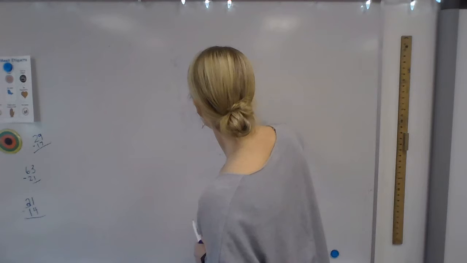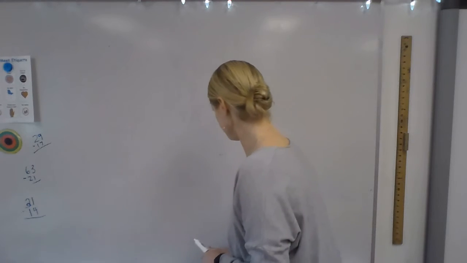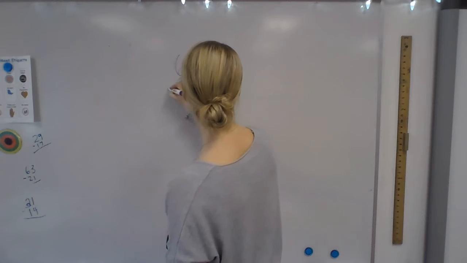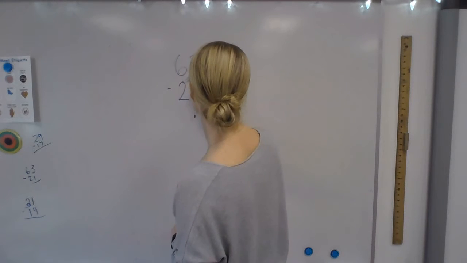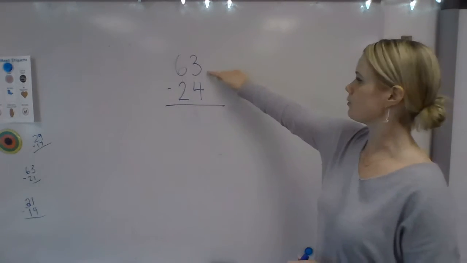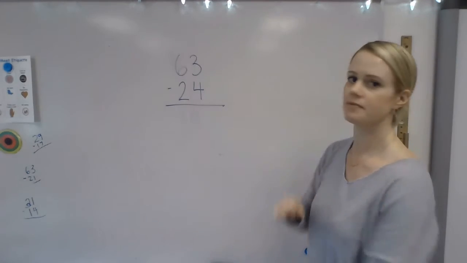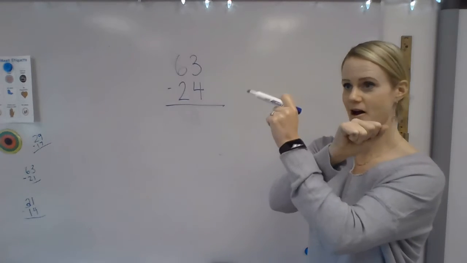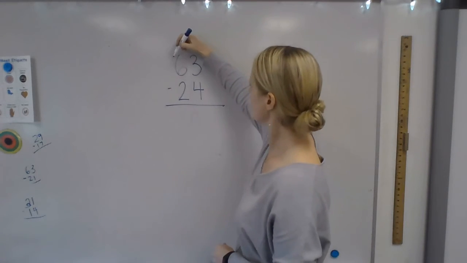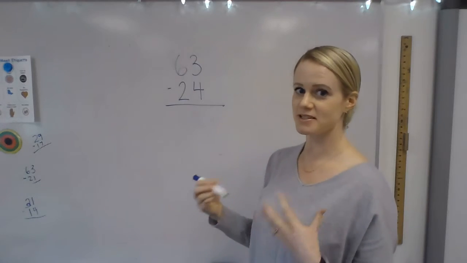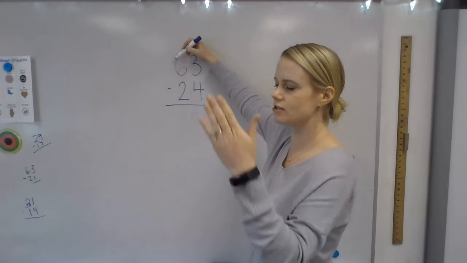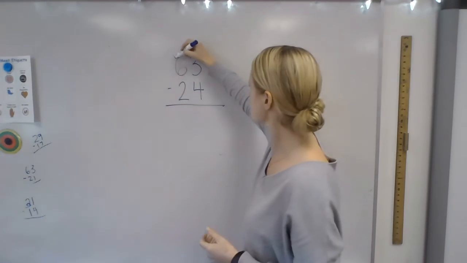Okay, another example. 63 minus 24. 3 minus 4, not possible. So let's go and borrow from the tens column. Now I want to remember our pattern to keep this simple. So you're only ever borrowing 1. So the 6 just goes down by 1. 6 becomes a 5.